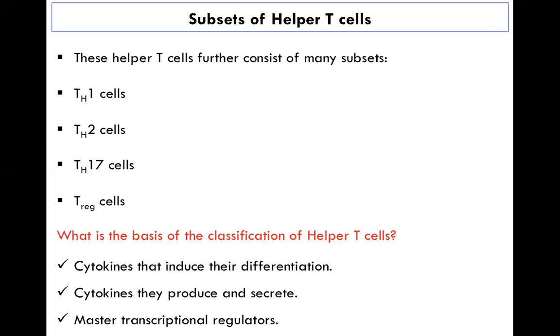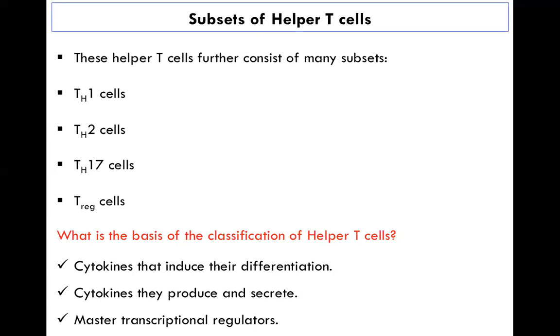What is the basis of the classification of helper T cells? They are classified on the basis of the cytokines that induce their differentiation, the cytokines they produce and secrete, and the master transcriptional regulators. And then why have we given names like TH1 cells, TH2, TH17, and T regulatory cells?